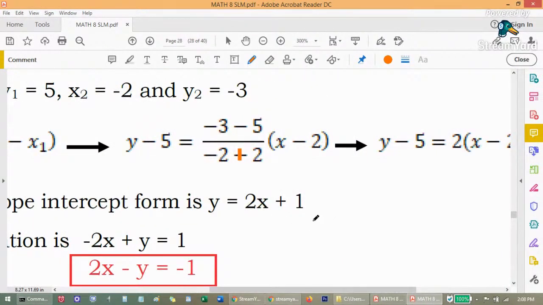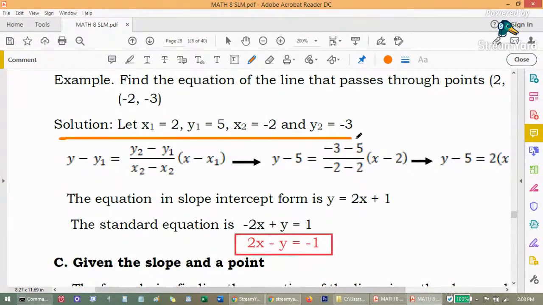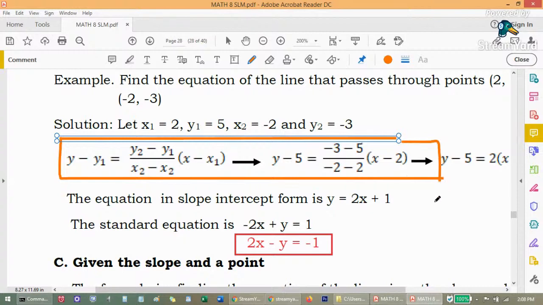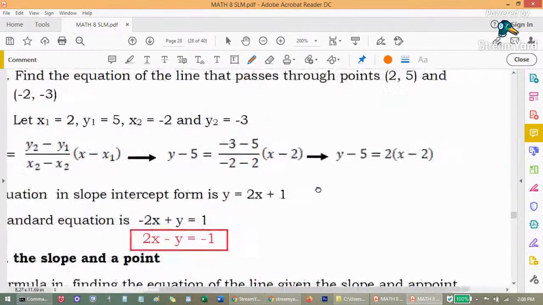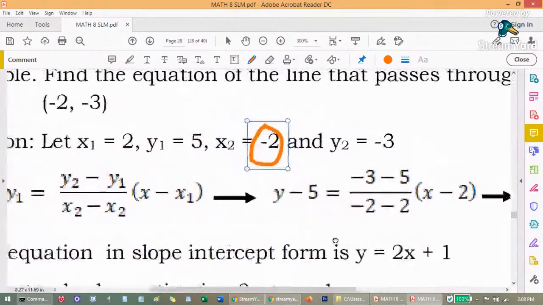So, may mali dito sa equation na to, no? Kasi pag ito naging positive 2, 2 minus 2, magiging 0 to. Okay? So, wag na natin pagpatuloy itong example na to. Magsasayang lang tayo ng oras dito. Mali ang equation nila, no? Nagkamali sila ng equation dito. Kasi magiging 0 to, eh. Negative 2 tong x. Okay?